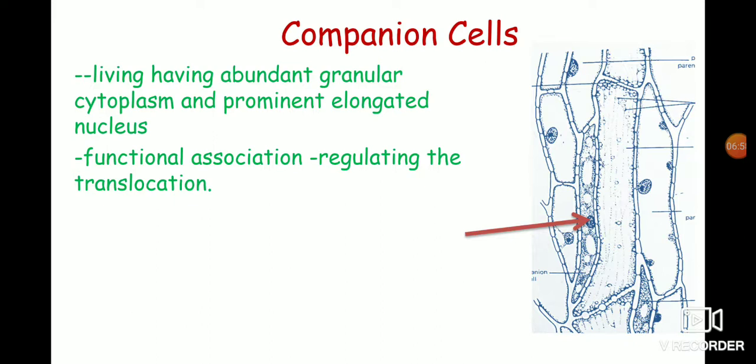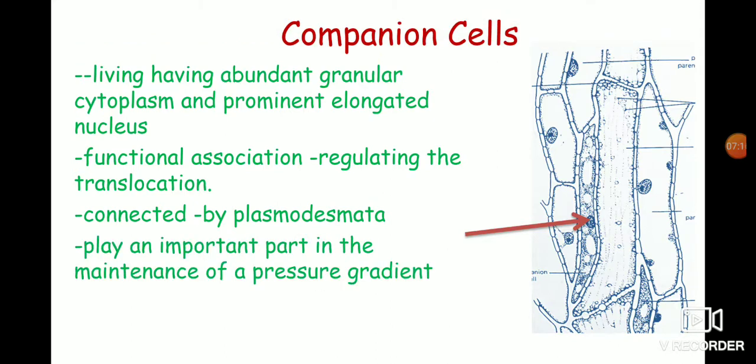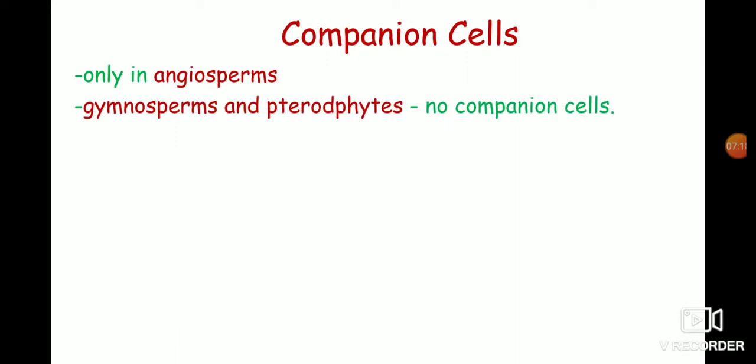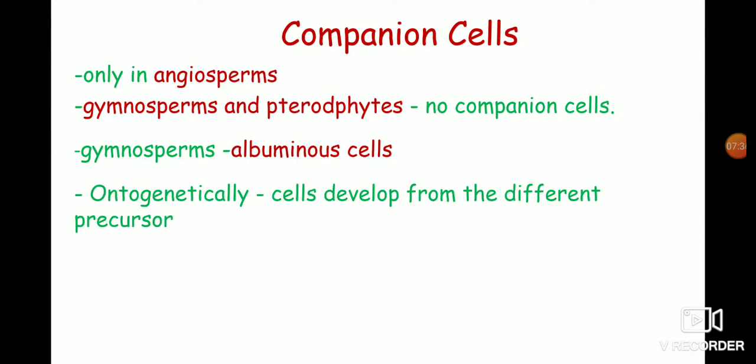Companion cells and phloem parenchyma play an important part in maintenance of the pressure gradients in sieve tube. The companion cells are connected to the sieve cells by the plasmodesmata. The companion cells occur only in the angiosperms, and in gymnosperms and pteridophytes the companion cells are absent, but in gymnosperms instead of companion cells albuminous cells are present which are associated with the sieve cells.